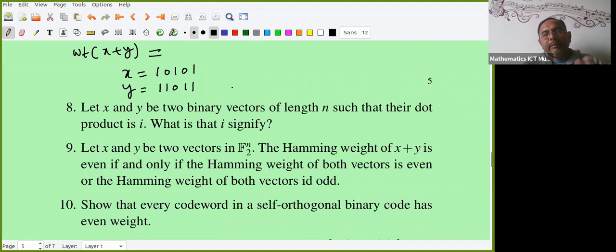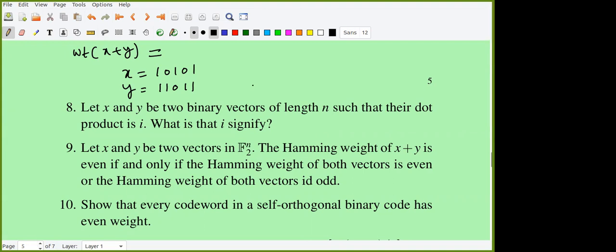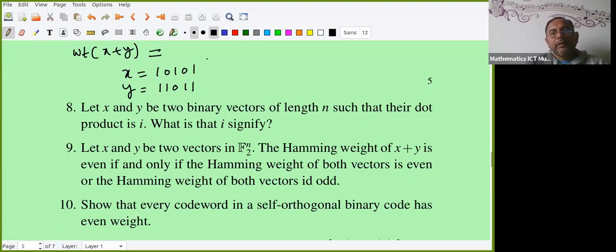That is what I talked about in the previous class. So the previous problem. What is happening? If I find the dot product, I'll get some number. What does that number tell? Okay, that is a number, right?